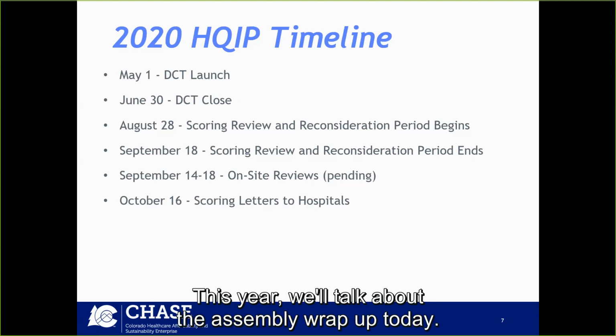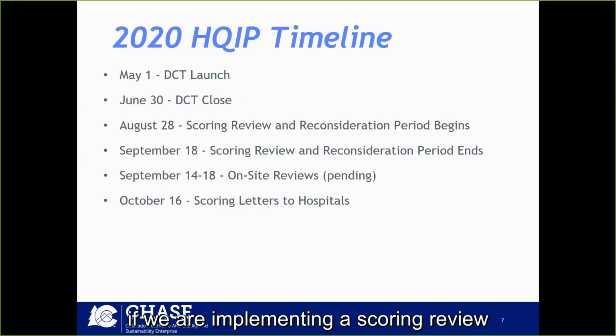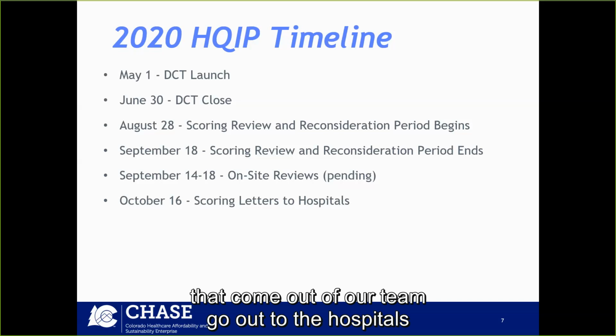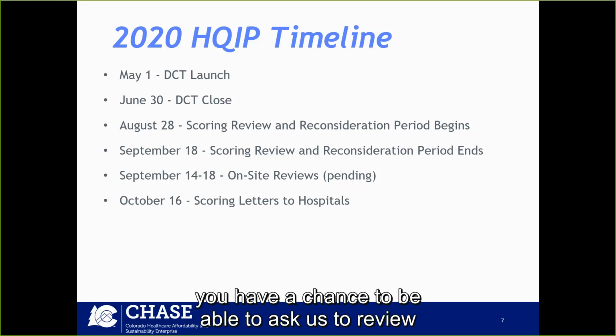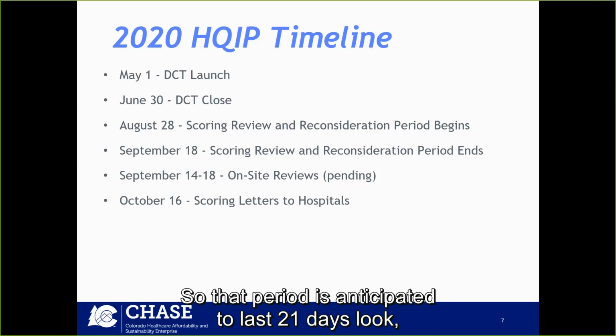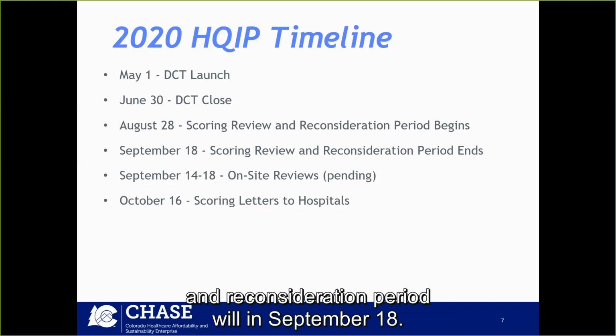This year, and we'll talk about this when we wrap up today, I'll just give a little preview of that now, we are implementing a scoring review and reconsideration period. What we're going to do is make those preliminary scores, our initial scores that come out of our team, go out to the hospitals, and if you think there was a measure that was scored in error, or there's an error in our scoring, you have a chance to ask us to review and reconsider that. That period is anticipated to last about 21 days. Like I said, we'll talk about this in more detail when we wrap up today. But we expect that the scoring review and reconsideration period will end September 18th.